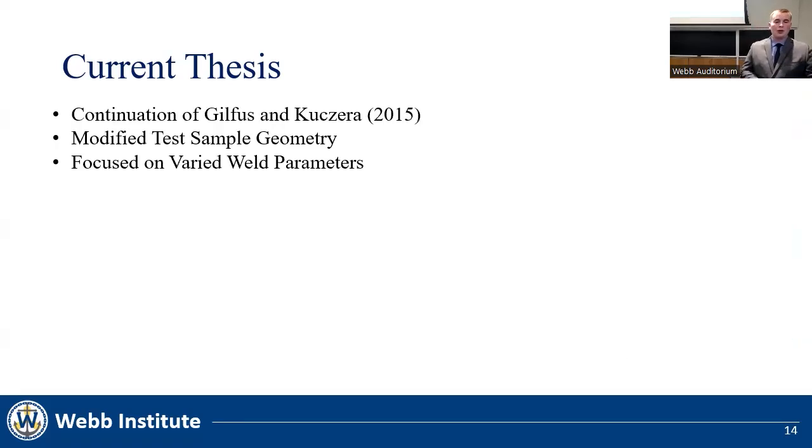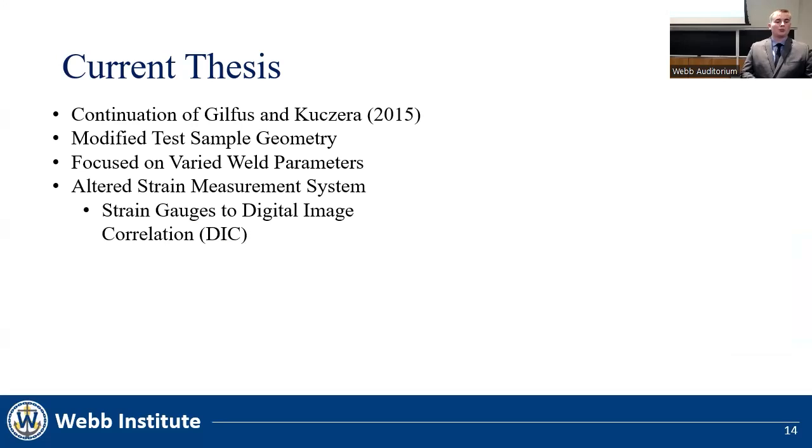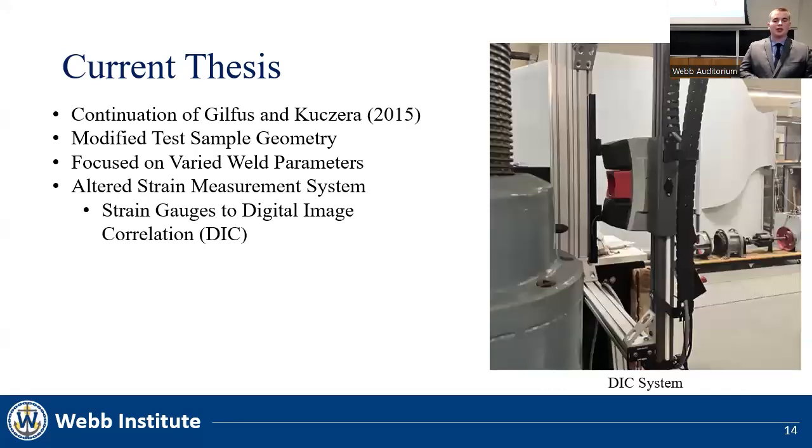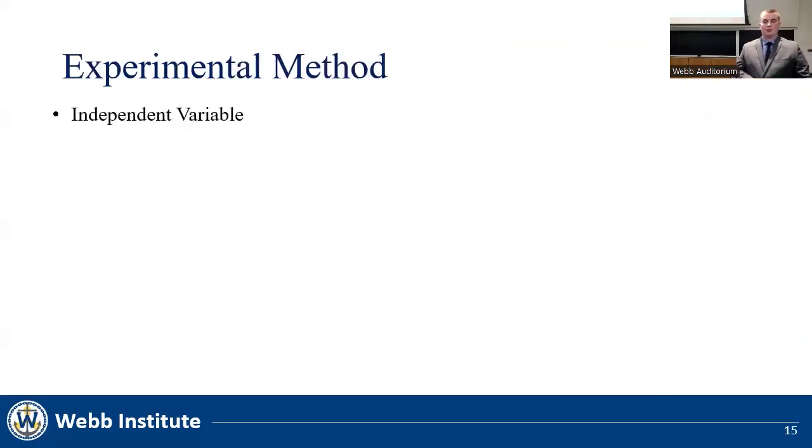Additionally, we focused on varying the weld parameters, whereas their 4 samples all had the same weld parameters. And lastly, we altered the strain measurement system, changing from strain gauges to digital image correlation, or the DIC system. We expect that with these changes, we'll be able to achieve the stiffener breaking at the desired location. And this is a picture of the strain gauges and a picture of the DIC system.